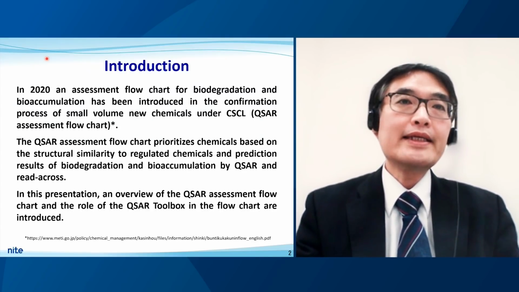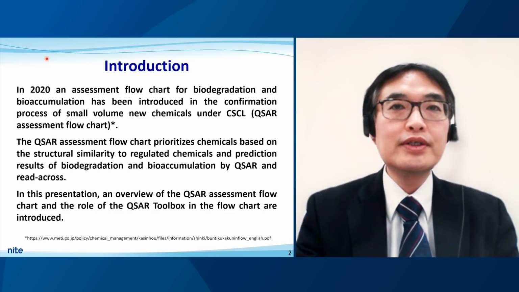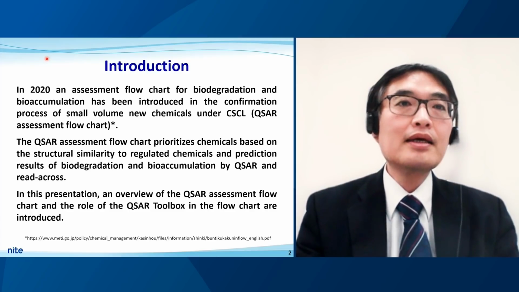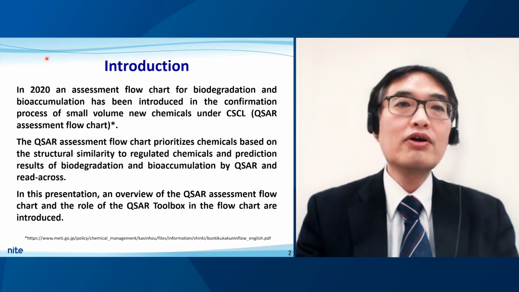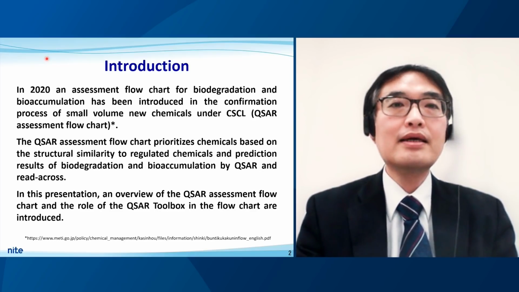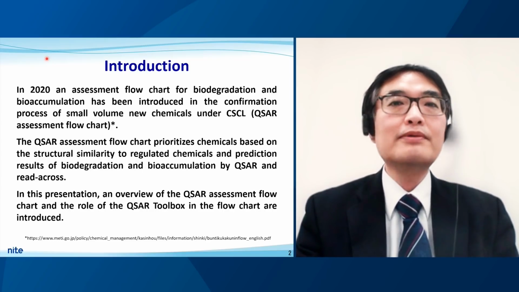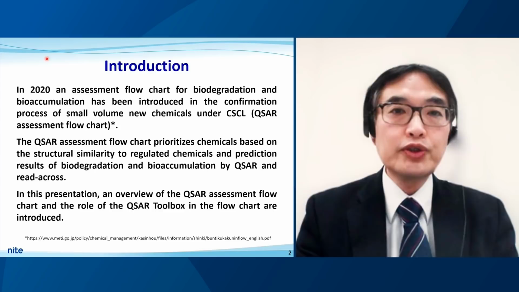In 2020, an assessment flowchart for biodegradation and bioaccumulation was introduced in the confirmation process of small volume new chemicals under CSCL, called the QSAR assessment flowchart. The QSAR assessment flowchart prioritized chemicals based on the structural similarity to regulated chemicals and prediction results of biodegradation and bioaccumulation by QSAR and VLABs. In this presentation, an overview of the QSAR assessment flowchart and the role of the QSAR toolbox in the flowchart are introduced.